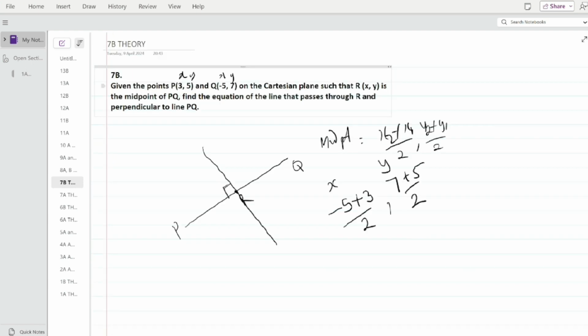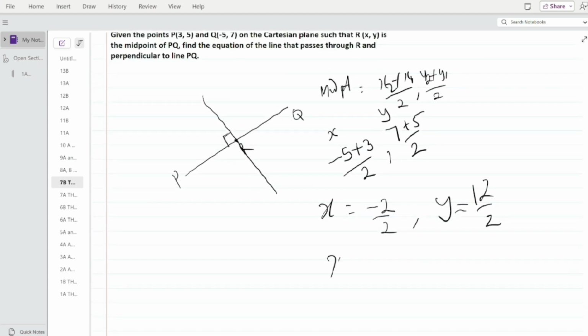Having done this, we can now start solving. For the x, we have -5 plus 3. That's you're owing 5, you have 3. By the time you are paying back, since what you owe is more than what you have, you'll still be owing. Therefore, you'll be owing 2. Since you're owing 2, it will be -2 over 2. Then for our y, we have 7 plus 5, that's 12 over 2.